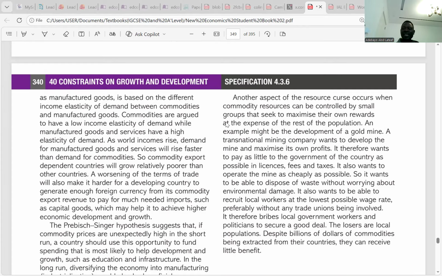So that is exactly what we call resource curse. And if these things continue to occur, it simply means the economy cannot see the light of day. It's not going to grow. We have to talk about development, because increasing economic growth will lead to economic development. So if the economy is not growing, how would the economy become developed? I don't know. So that is resource curse.